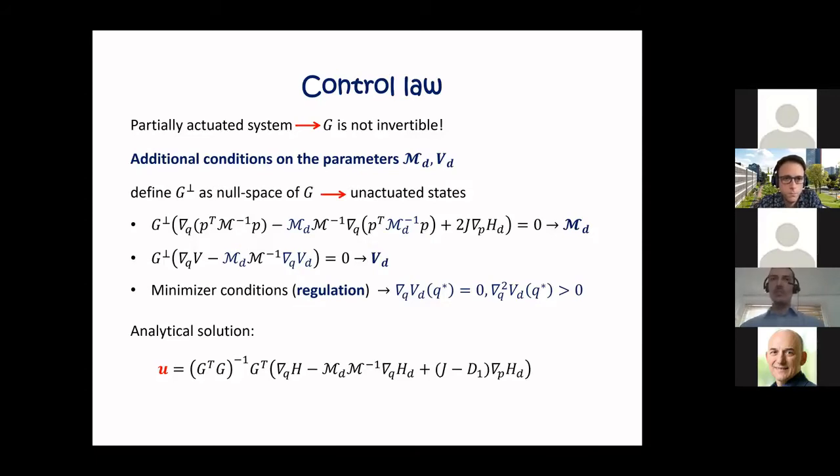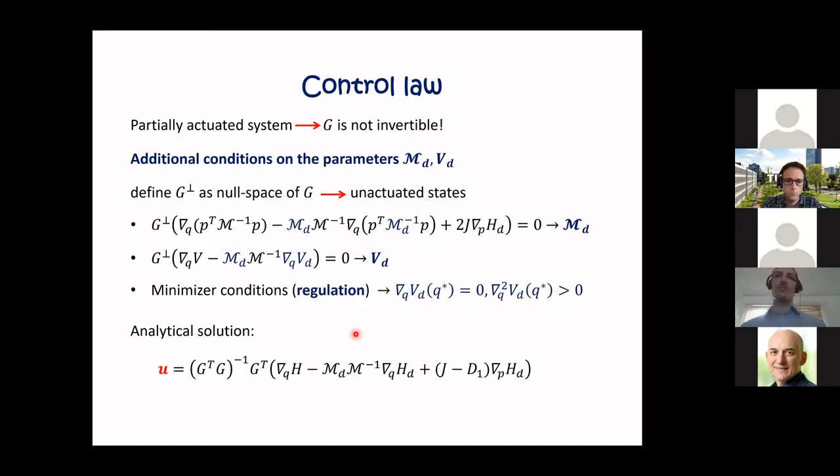So to do that, we define this operator, G orthogonal, which is the null space of G, and then we proceed to matching the open loop dynamics with the closed loop desired dynamics on the unactuated states, basically. This gives us analytical conditions in the form of PDEs on the inertia matrix and on the potential energy. On top of that, we also need to ensure that the closed loop Hamiltonian and potential energy have some desirable properties that relate to our control goal.